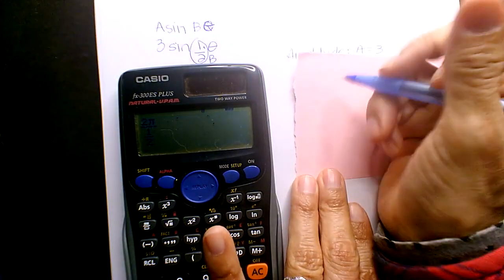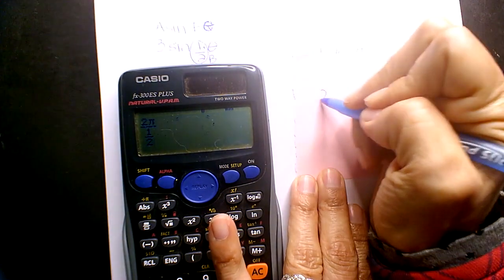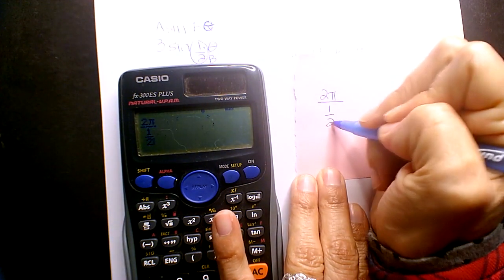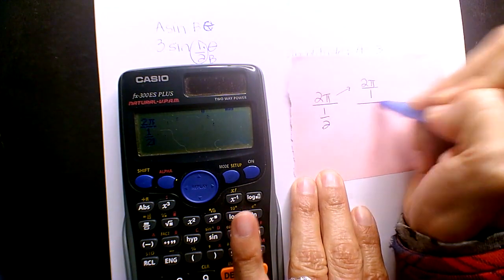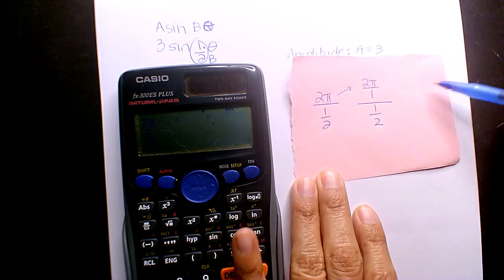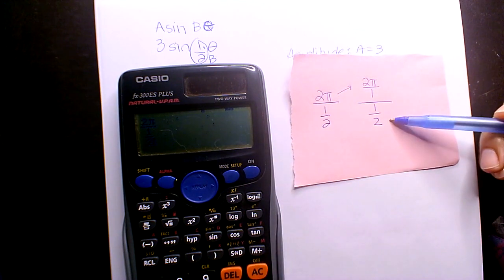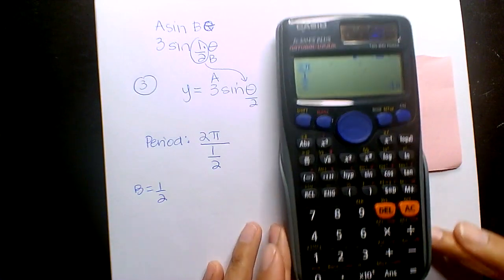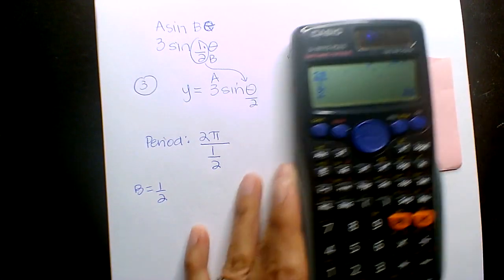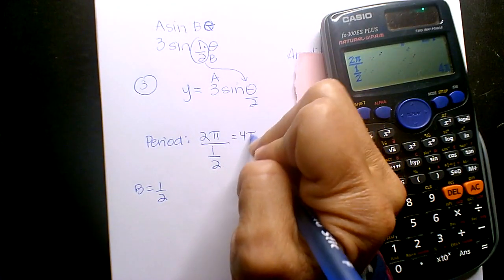Okay, look. When you have 2 pi over 1/2, your numerator is 2 pi over 1, your denominator is 1/2. Your fraction is in the denominator's position. By the way, you're going to end up getting 4 pi. But hold on before that.